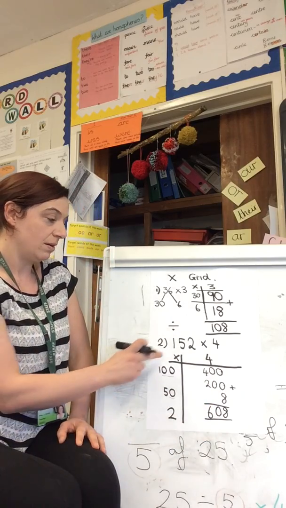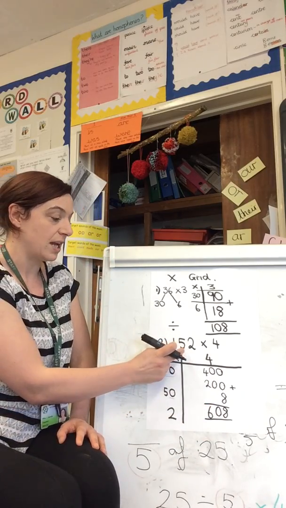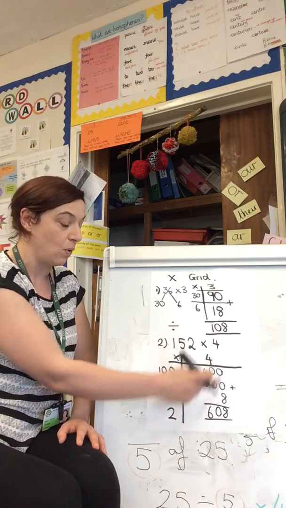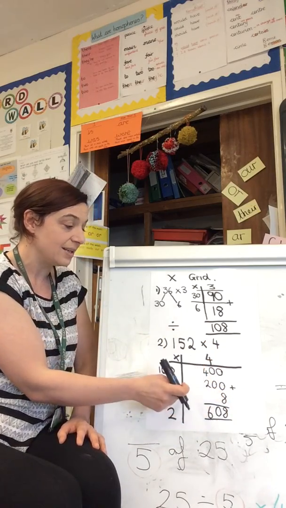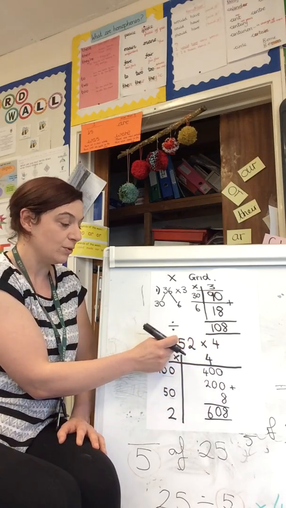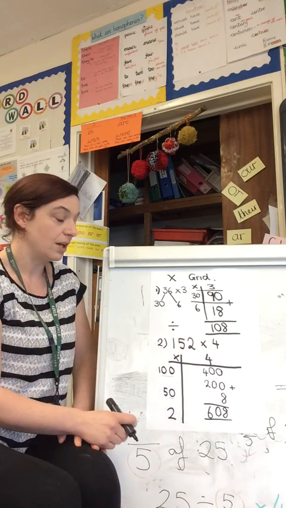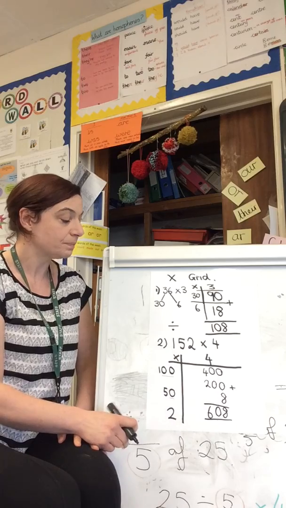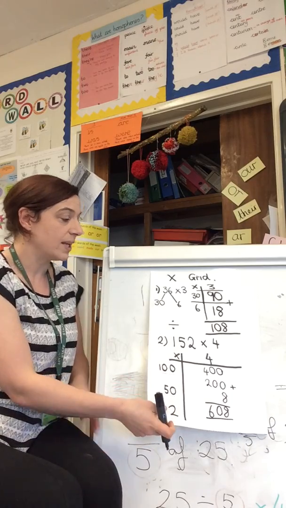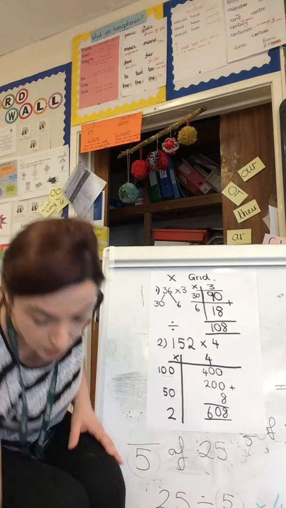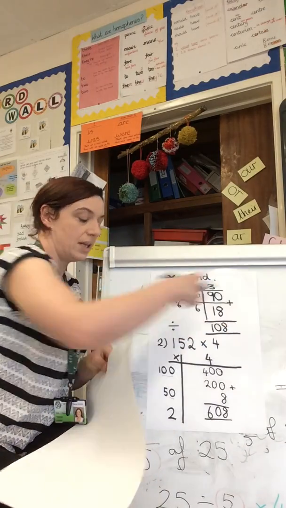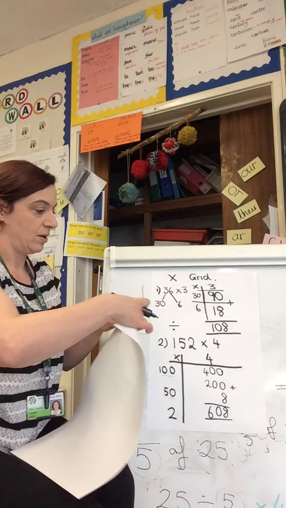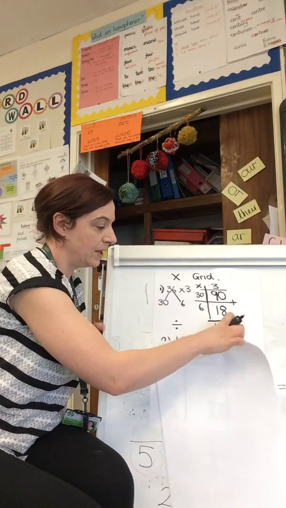So remember, if 152 times 4 is 608, well, 608 divided by 4 should be 152. And you can use your bus stop to check it. Let's show you how we can do both of those sums using short multiplication. Just pinch a little bit of my blue tack and I'll do it like this.